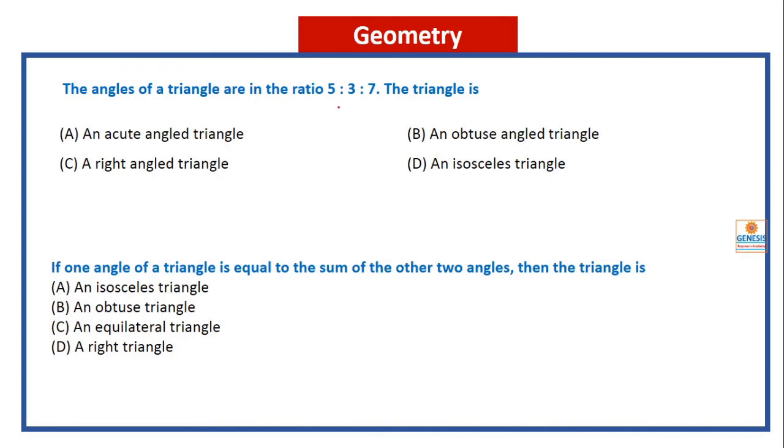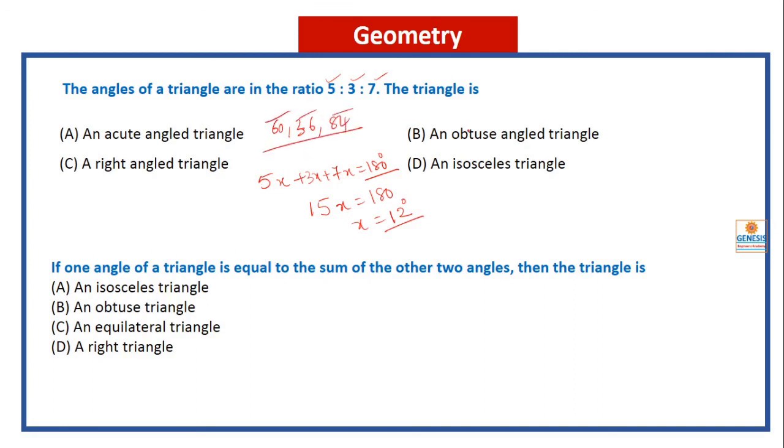If the angles are in the ratio of 5, 3, 7, what triangle is that? So the angles are probably 5x plus 3x plus 7x is equal to 180, since the sum of the angles in a triangle is 180. And then 15x is equal to 180, so x is equal to 12 degrees. So 12 into 5 is 60, then 36, then 84.